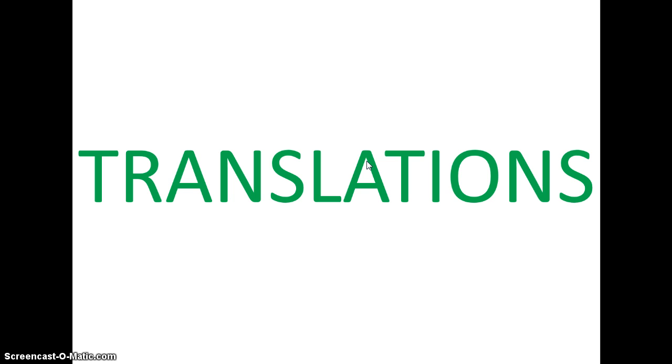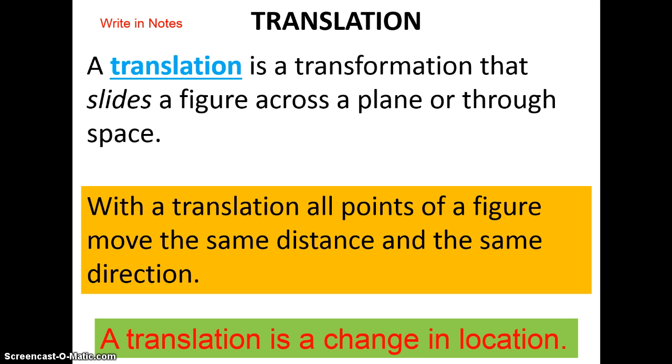So our focus today is translations. A translation, that's the transformation that slides a figure across a plane or through space. Plane just means it's flat, it has no thickness like our coordinate plane. With a translation, all points of a figure move the same distance and the same direction. So it's almost like you picked that shape up and just slid it around the coordinate plane. But everything about the shape, its size, its direction, is staying the same. A translation is a change in location.